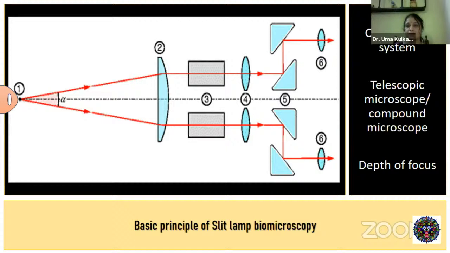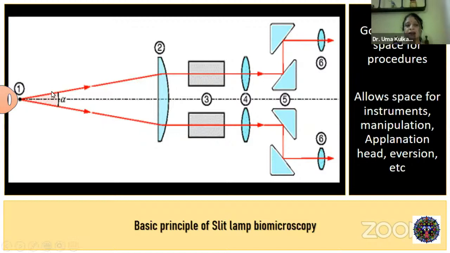It also allows a good working distance because the lens and the eye are separated by a comfortable distance. The design of the equipment is such that there's an adequate working distance and this is not too close to the eye. For example, when we are using the 90D or 78D with slit lamp, we keep the lens very close to the eye, around 5 to 10 millimeter from the eye, which does not allow any working distance. So with slit lamp alone, the working distance is very good, so much so that we could even remove the foreign body on the corneal surface. We could trim the sutures of the wounds, we could even do some manipulations on the eye and applanation tonometry, eversion of the eyelids. Some minor procedures can be done along with the slit lamp. So it allows this space.